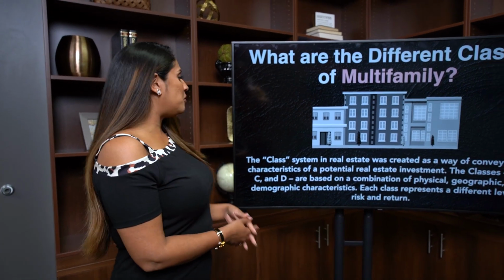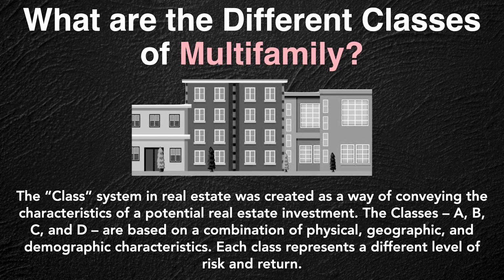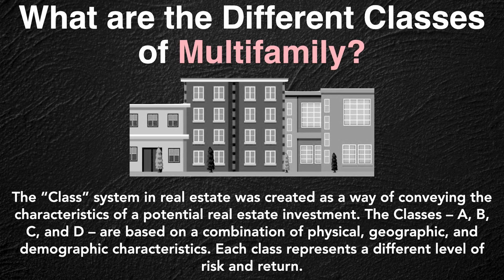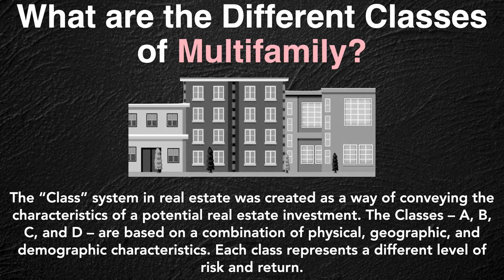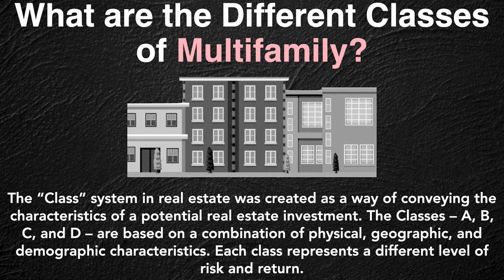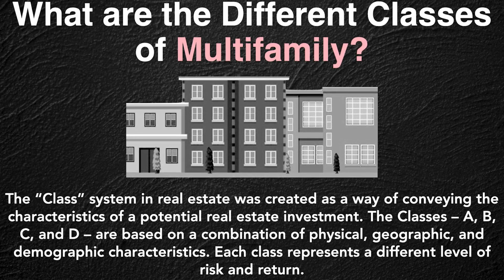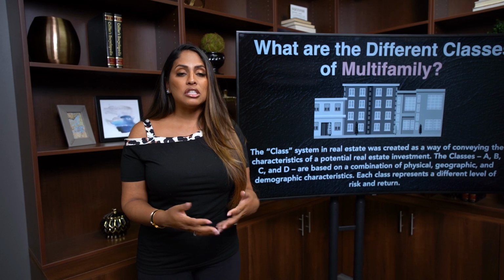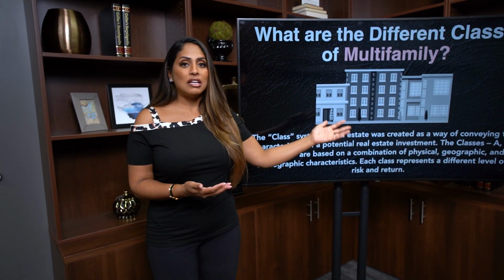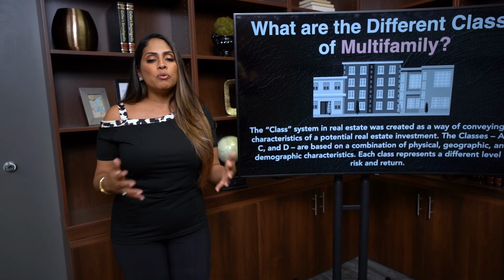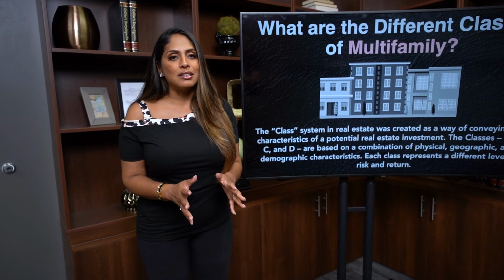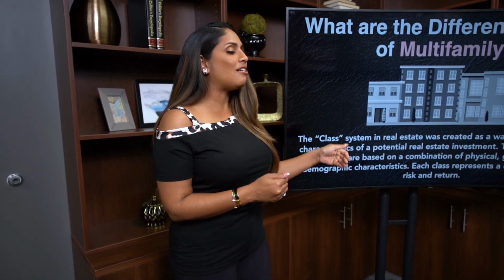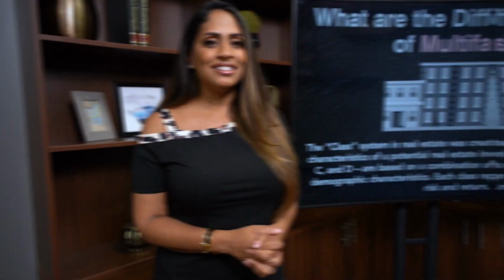What are the different classes of multifamily? The class system in real estate was created as a way of conveying the characteristics of a potential real estate investment. The classes, you have A, B, C, and D, are all based on a combination of physical, geographic, and demographic characteristics. Each class represents a different level of risk and return. Now, depending on what your investor profile is or what your business strategy is, you might decide to go into Class A or Class B or Class C or Class D. And there's different ways to look at it, but there's ways to make money in each of the asset classes. I personally think that there's one that's better than the rest, but let's talk about what they are and see why each asset class is worthy of investing into in the first place.